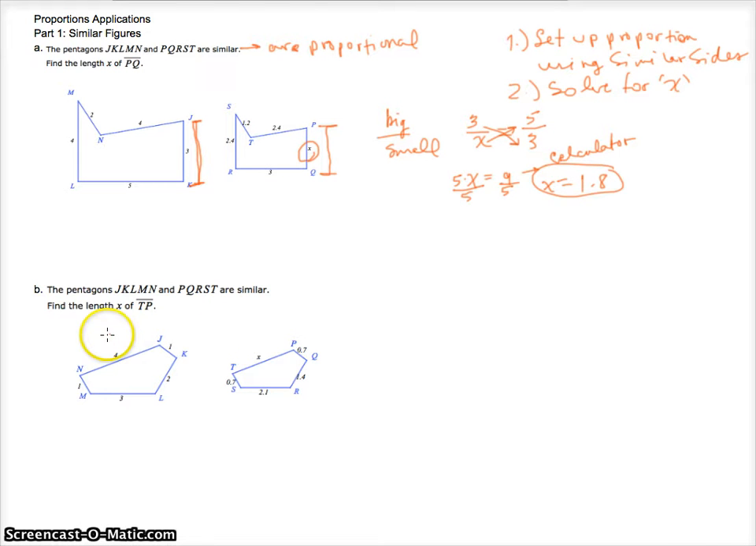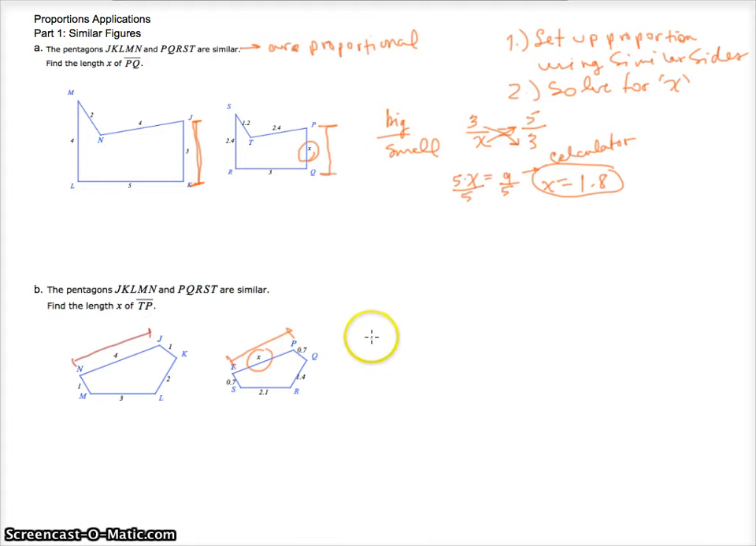Alright, let's look at example B. We'll go a little bit faster here. The pentagons listed below are similar. Find the length of TP. Well, here's TP. I want to find this length. And here's X. So the similar side to TP would be JN. Okay, so it's X and 4.